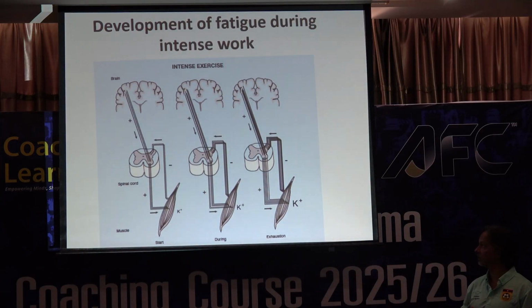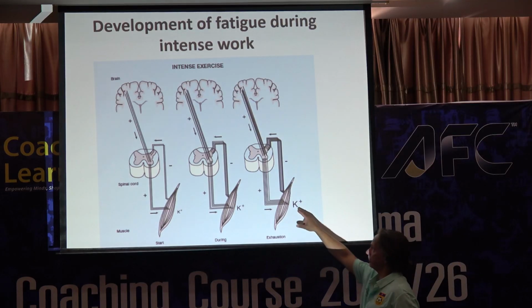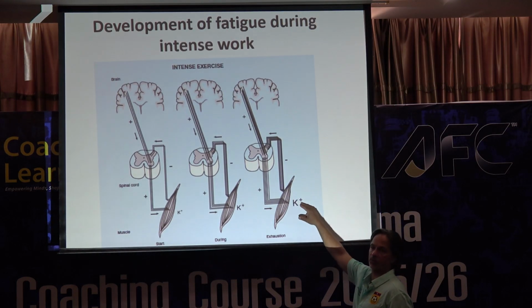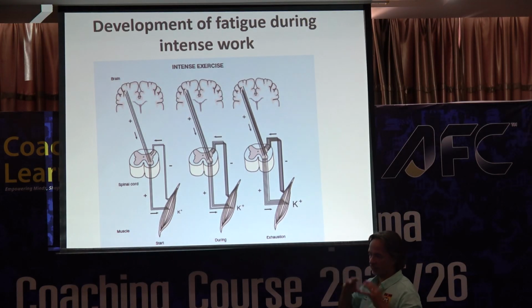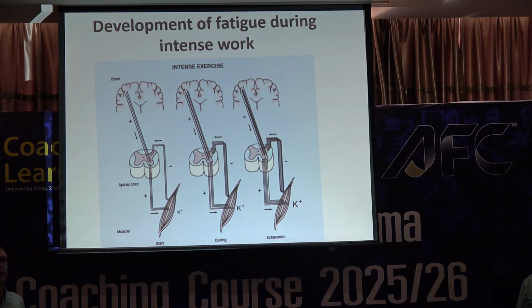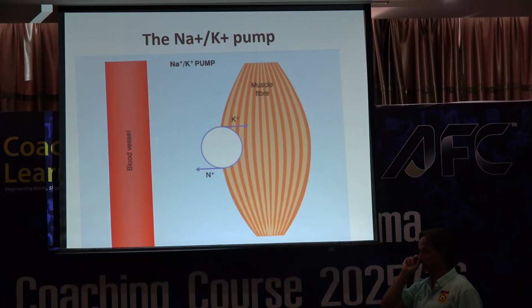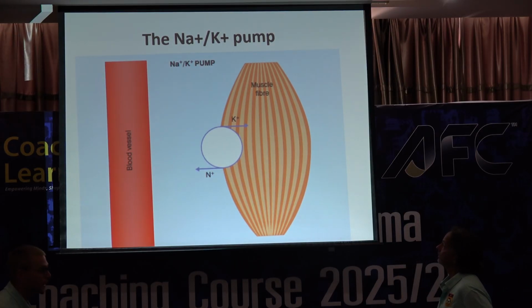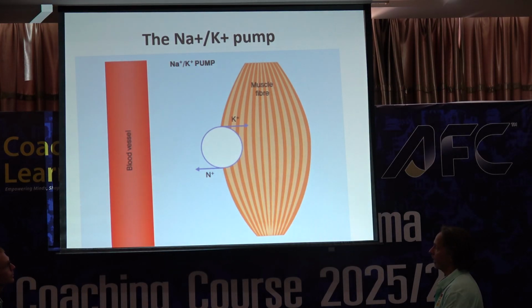And when we lose too much potassium from the muscle cell, we can't activate it anymore. Even if we send very powerful signals, we can't activate it because of fatigue. This is why we have a protein in the muscle. It's called the sodium potassium pump. And it's pumping the potassium back into the muscles.